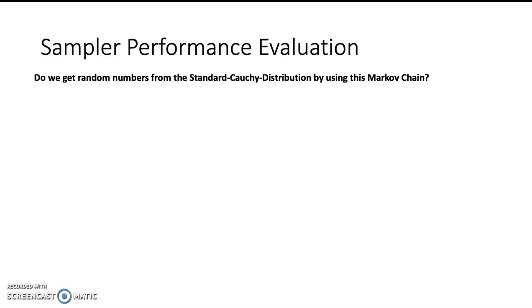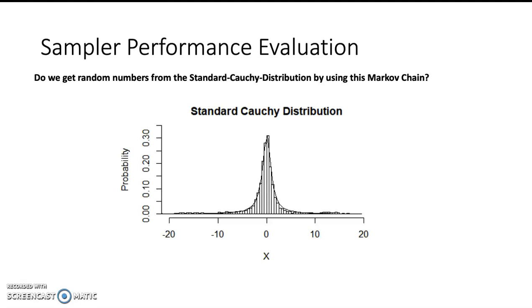We have performed all the major steps of the sampler performance evaluation. Now let's take a look at whether we really get random numbers from the standard Cauchy distribution by using this Markov chain, or whether the algorithm did its job to produce the right kind of Markov chains in order to produce the standard Cauchy distribution. So the results are shown below.